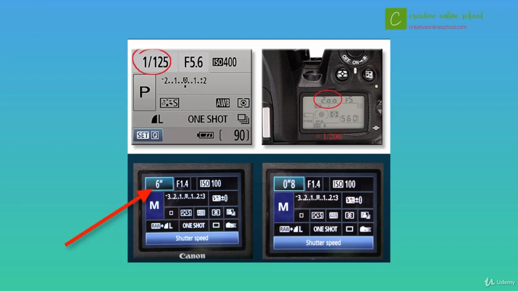That's actually a 6-second exposure. On the right here, where it has the hash mark in between two numbers, that's actually acting as a decimal point. So that's 0.8 seconds. Some camera models do that, others show the decimal mark. But that's not an 8-second exposure, that's 0.8 seconds.